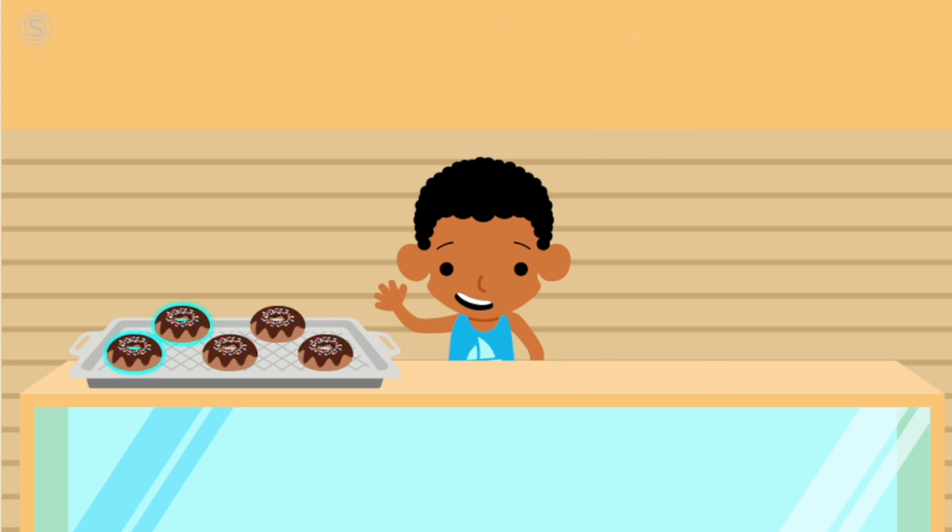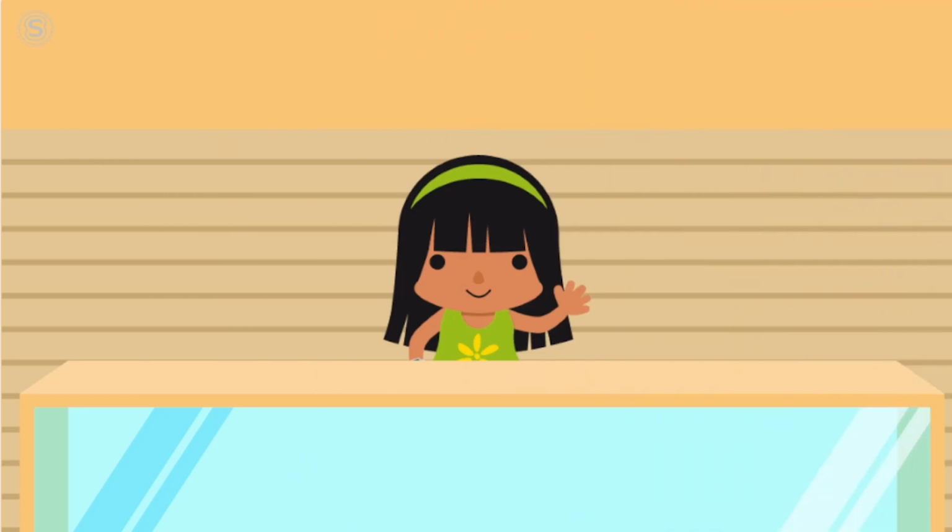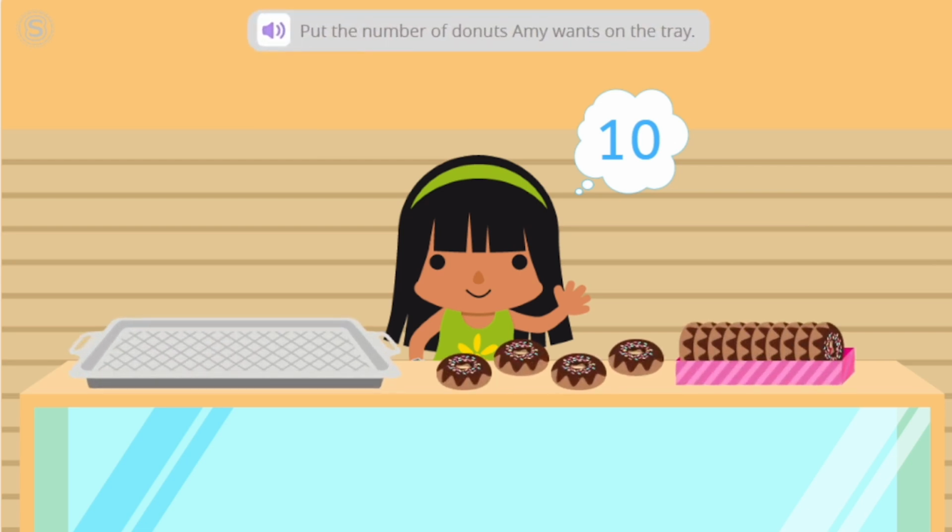One unit, 2 units, 3 units, 4 units, 5 units. Max has ordered 5 units of donuts. Let's find out how many donuts Amy wants. She wants 10. A 10 of donuts. Put the number of donuts Amy wants on the tray.